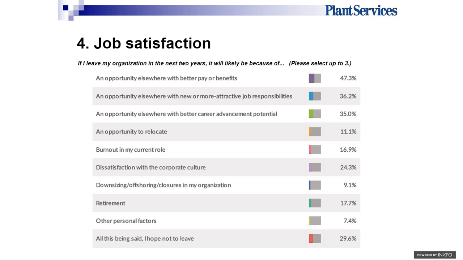If I leave my organization in the next 2 years, it will likely be because of... and people could choose up to 3. The top vote getters here were an opportunity elsewhere with better pay or benefits, an opportunity elsewhere with new or more attractive job responsibilities, and an opportunity elsewhere with better career advancement potential. And a close fourth was the very last option at the bottom, which said, all that being said, I hope not to leave, which I thought was interesting. 30% openly said, I really don't want to go anywhere if I don't have to. But again, focus on those top 3 vote getters, two of the 3 focused on more attractive job responsibilities and career advancement.